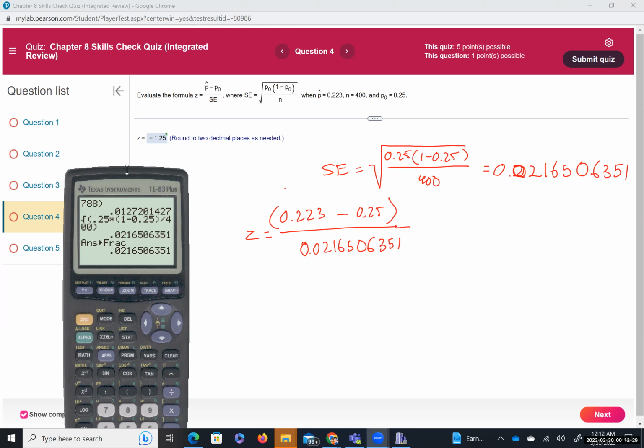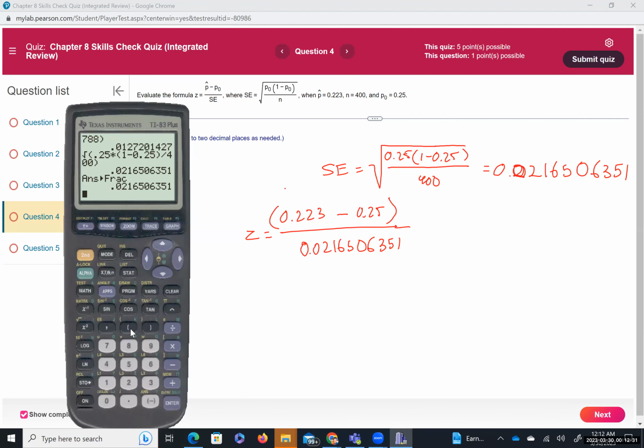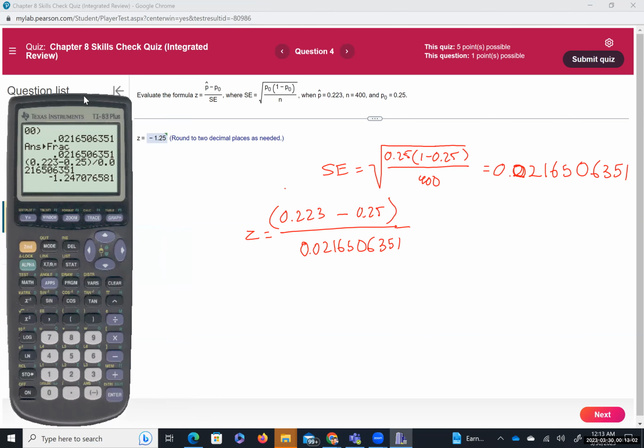So parentheses, 0.223 minus 0.25, close parentheses, divided by 0.0216506351, and enter. You will have negative 1.247 something, and keep it like that.